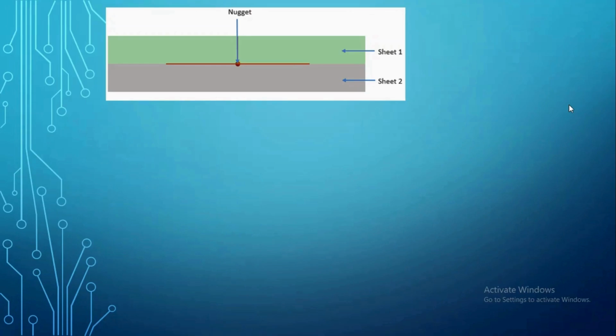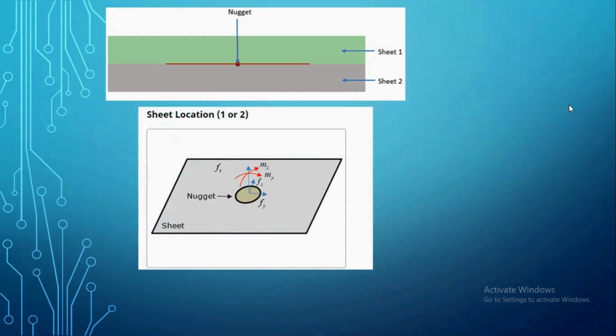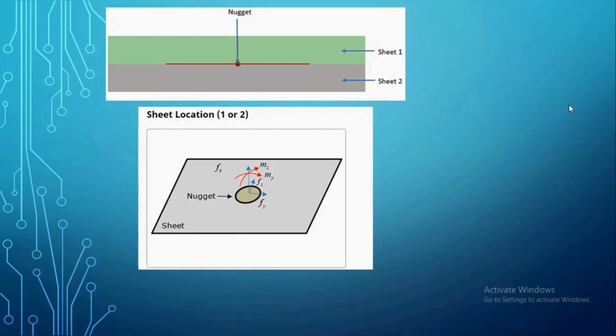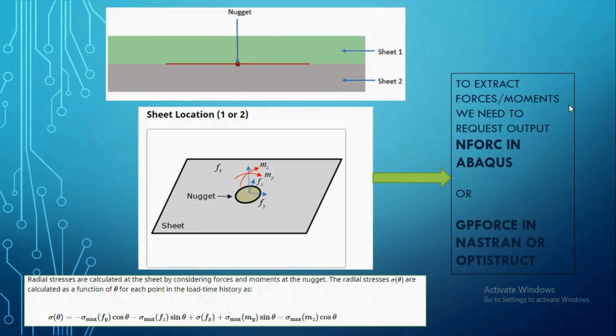Suppose these two sheets are joined by a spot, then we will request the nodal output, force and moment, from the software, and then FEMFAT is going to calculate the stress from those forces and moments of that spot nugget. If we are using ABAQUS, Optistruct or NASTRAN, we need to request these force and moment outputs. That syntax is ENFORCE in the case of ABAQUS, and if we are using NASTRAN or Altair Optistruct, we need to use GPFORCE there.